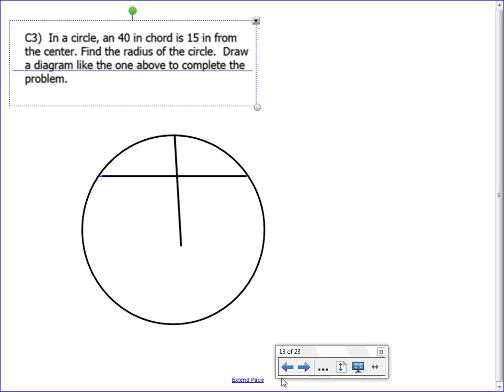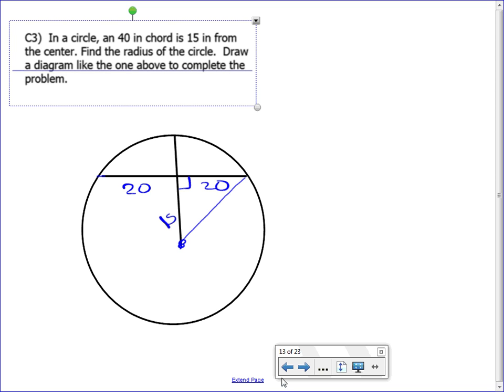Okay, so what do I know? I know that the chord is 40 inches in length. So then that means that this is 20 inches and this is 20 inches. The chord is 15 inches from the center. So this is the center of the circle, so then that must be this distance right here. And I'm told that I need to find the radius. So when the chord and the radius cross, they bisect each other. Correction, the radius bisects the chord, but they're perpendicular, so it means that they form right angles.